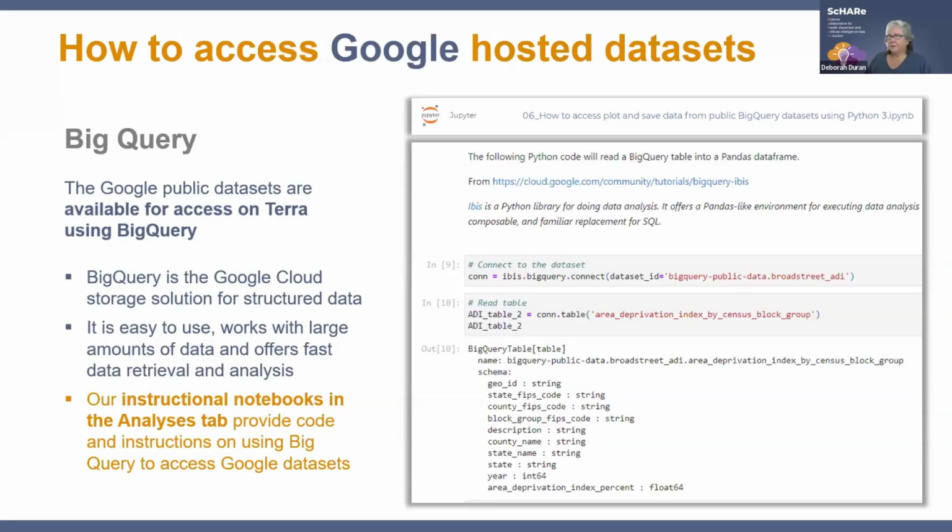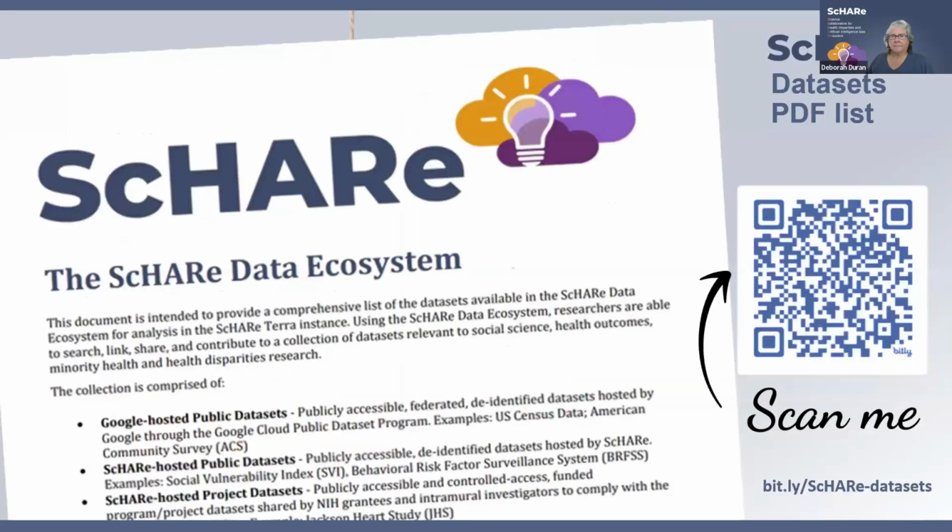There are 2 different types of hosting processes on ScHARe. One is that ScHARe pays for the hosting of the data, and the other is Google. And so this is just how you access the Google data. I always make fun of this because we're on a laptop, most of you, so you can scan that barcode and it'll give you a list of the data sets in PDF, but you can't scan it on a laptop.